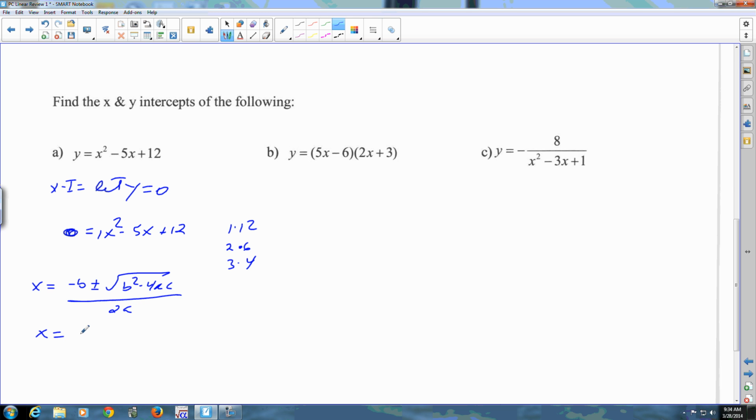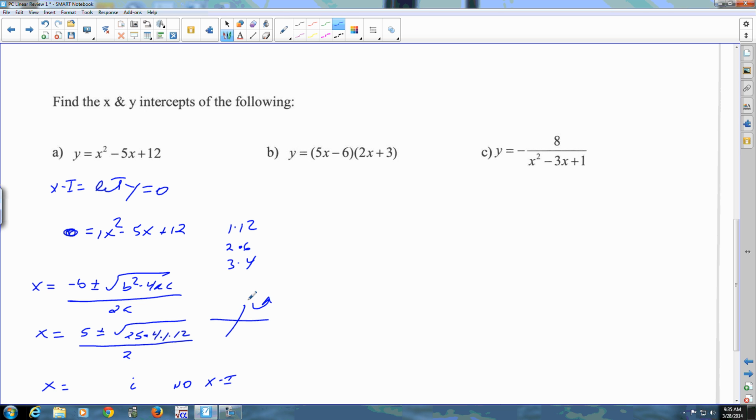So x is equal to the opposite of b, so that would be 5 plus or minus b squared, which would be 25 minus 4 times a times c, all over 2a. And I believe you're going to get no x-intercepts on this, because 25 minus 48 is going to come out negative, so you would end up with an imaginary answer. So there are no x-intercepts for this one. How could that be? We'll graph it.